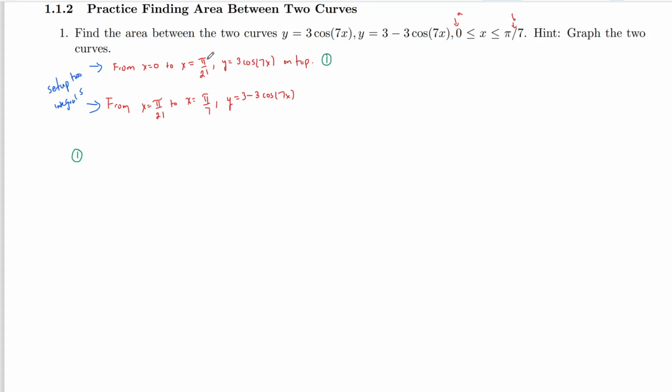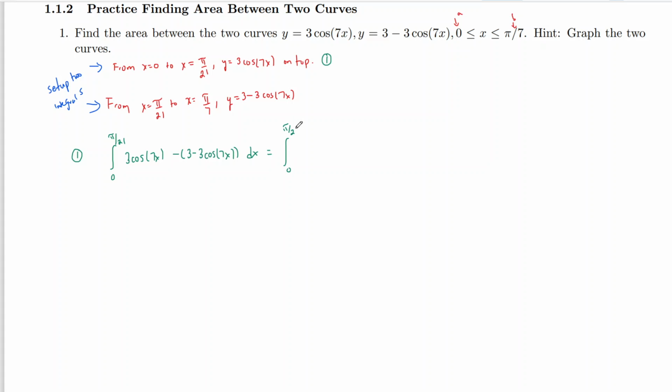So the area of 1 here, well, our bounds on x are from 0 to pi over 21. And then we do top minus bottom inside. The top one is 3 cosine of 7x minus the bottom. Now, because I have an attachment here for the bottom function, which is the other one, I'm going to put in parentheses 3 minus 3 cosine of 7x dx. And just remember the general formula you have from a to b of top minus bottom. So if you figure out which one's on the top on a specific interval, you just set it up and go.